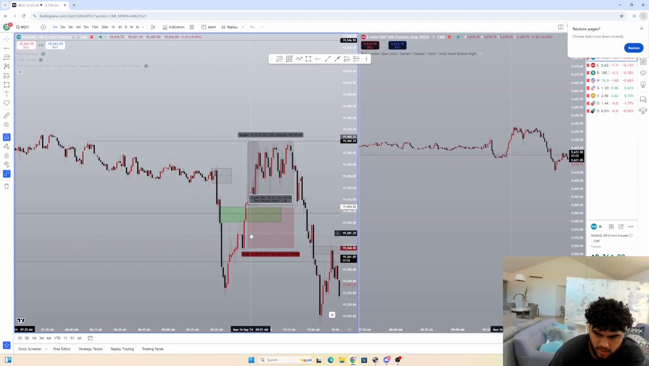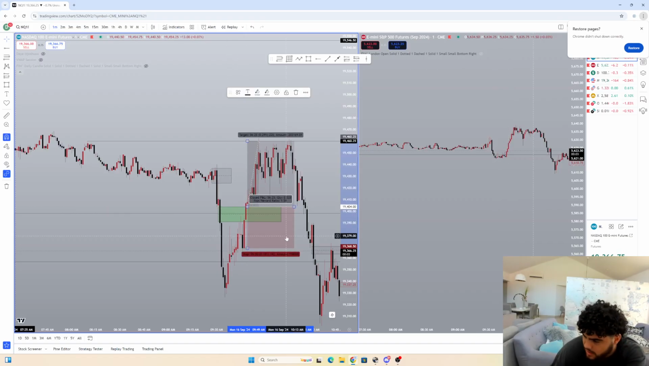So if it allows a good risk to reward, then enter on the candle close. If it doesn't, then wait for the inverse. That's what I do.